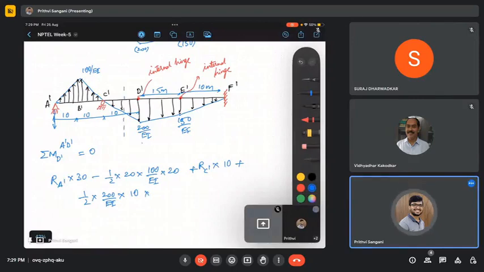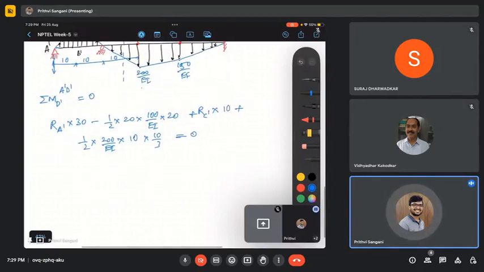This is 10 by 3, 10 by 3, that should be equal to 0. So you just solve this equation, and we will be getting something like this. RC dash should cancel, 10 everywhere, so you have 3a r1, that will be minus 3 r a dash, alright, and 10 will be cancelled everywhere, and then this 3 will be there, so we'll have plus 166.67 by EI. Just call this equation 1.